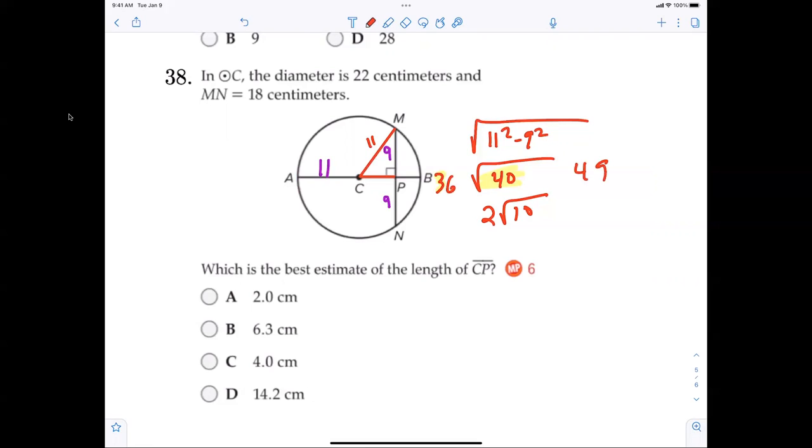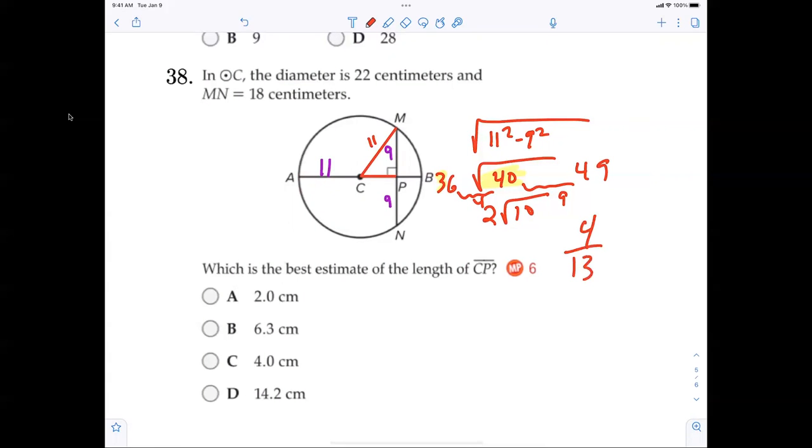So it has to be what? Between 6 and what? It has to be between 6 and 7. Is it closer to 6 or closer to 7? It's closer to 6 because this distance is 4 and this distance is what? 9. So you should be able to say mathematically it's 4/13 of the way, which is true. If you did 4 divided by 13, that's pretty close to 6.3. I mean, 4 divided by 13 is close to 0.3.